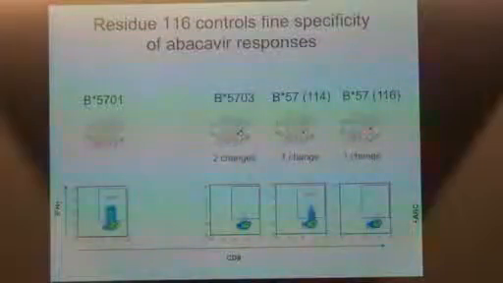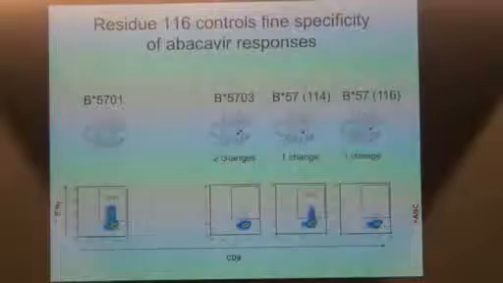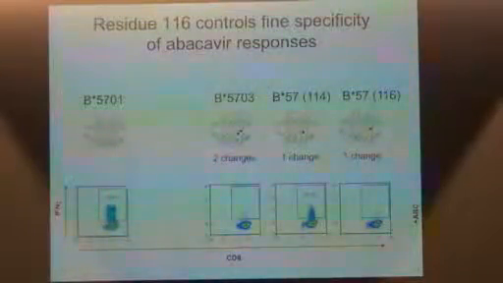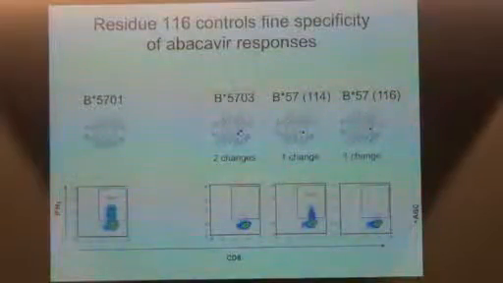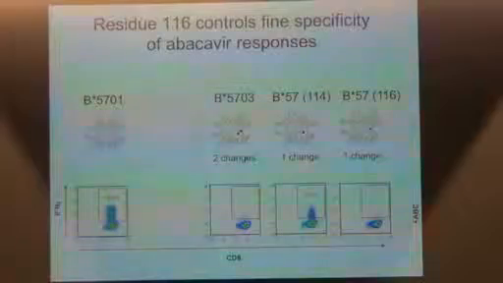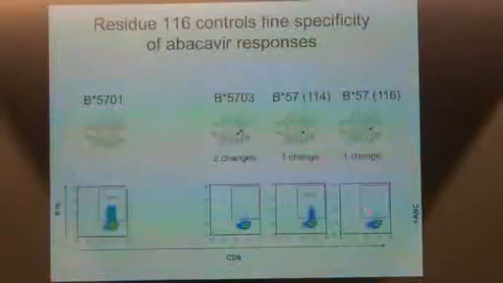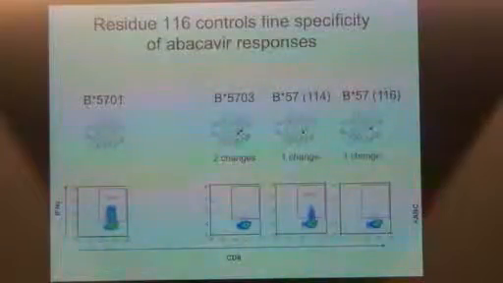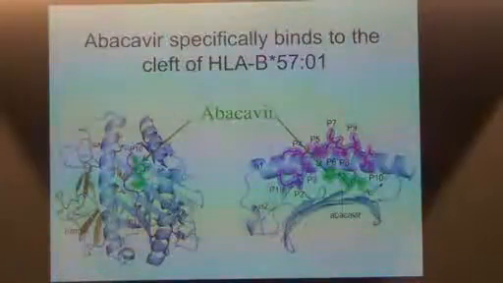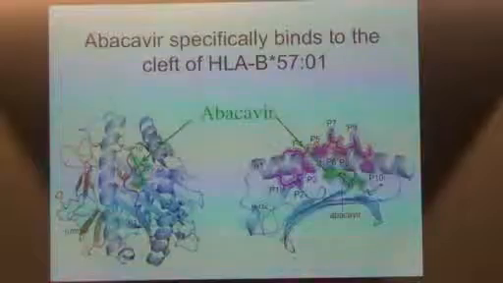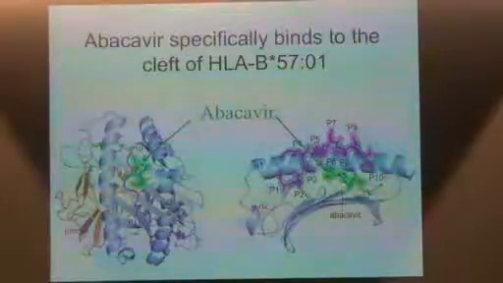And now if you just change this amino acid at position 116, you completely lose the drug reaction by the T cells to abacavir. So this tells us that whatever the drug is doing involves the cleft, because if you change the cleft, you change the drug reactivity of the T cells. And we went on to show that the drug is sitting in the cleft. The drug actually sits in the cleft. It's this green thing here.